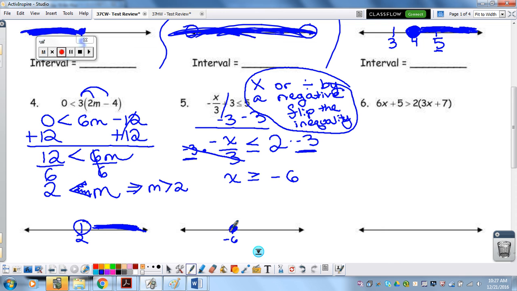Okay, and now where do we go? X is bigger than -6. Since things are bigger, that's what we want. We're going to shade to the right. Everything is greater on the right-hand side of that number.